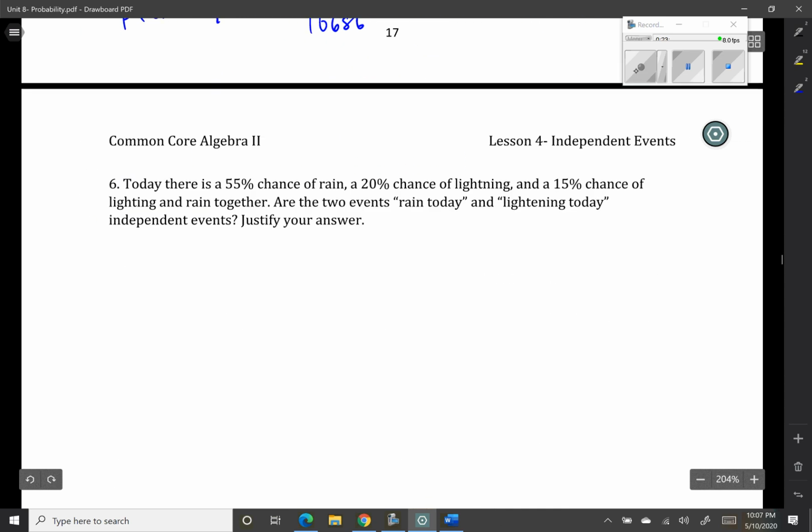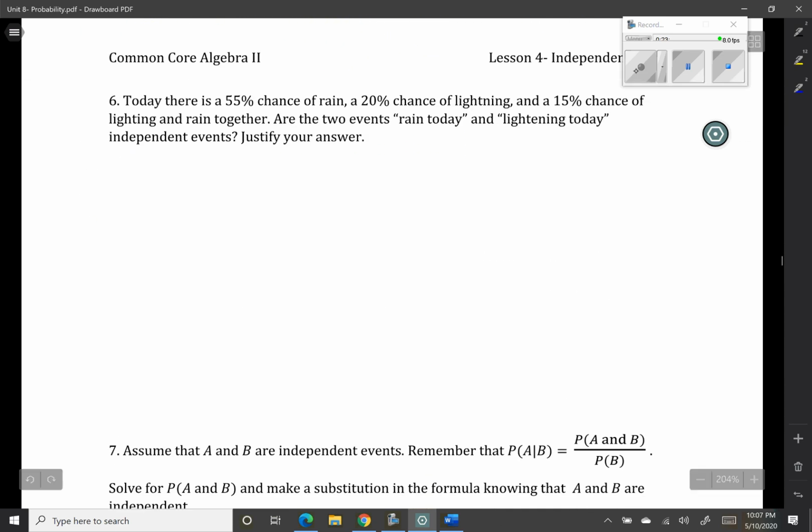All right, so on the next page, we have a question here that is not a two-way table. Could it become a two-way table? Sure. If we wanted to make this a two-way table, we could. Okay, we don't want to because it's just a waste of our time. So let's take a look at the probabilities that they give us. They're going to give us all the information we need. So they're telling us the probability of rain, 55%, 0.55. Probability of lightning, that is 0.20. And the probability of rain and lightning is 0.15.